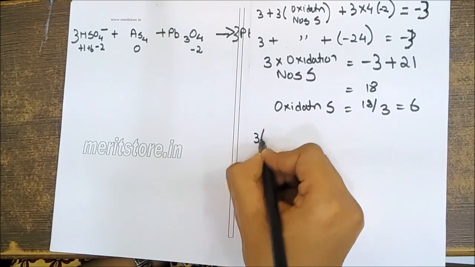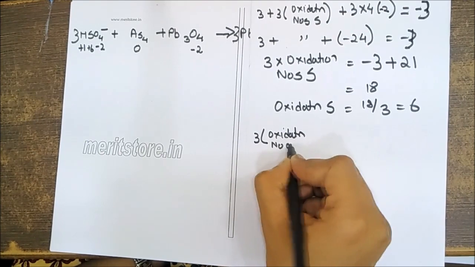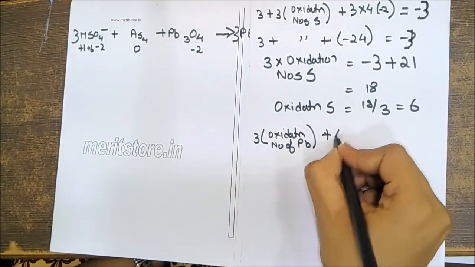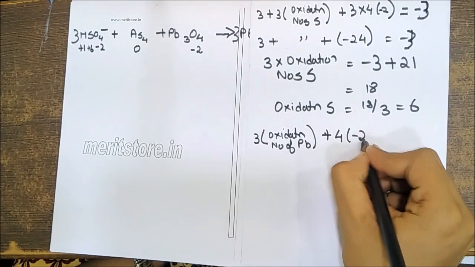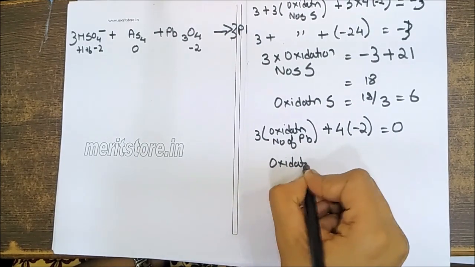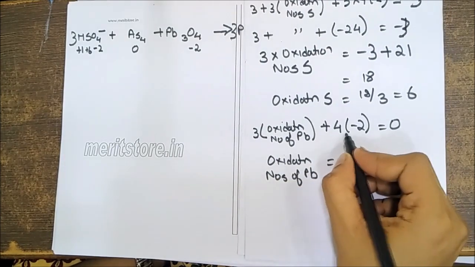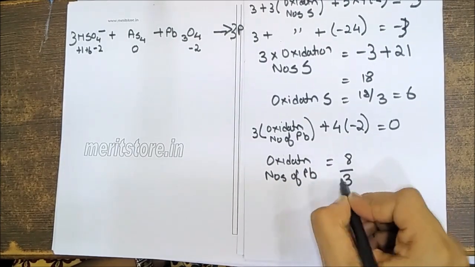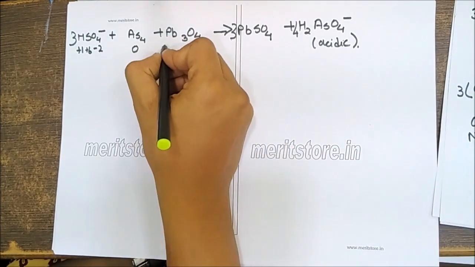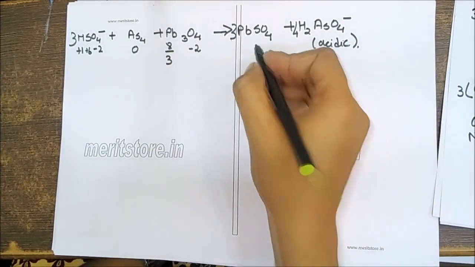3 into oxidation number of Pb plus 4 atoms of oxygen into the oxidation number of minus 2 should give me 0. So what would be the oxidation number of Pb? This minus 8 goes on that side, becomes plus 8, and this 3 comes down. So this is 8 divided by 3. So Pb is having an oxidation number of 8 divided by 3.